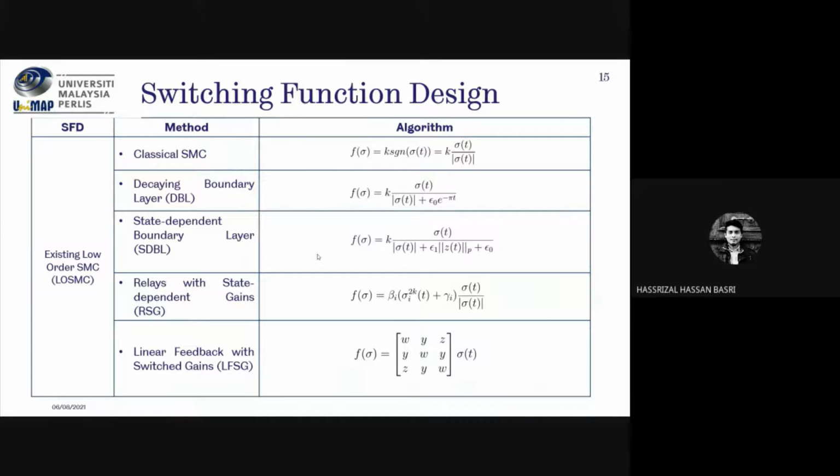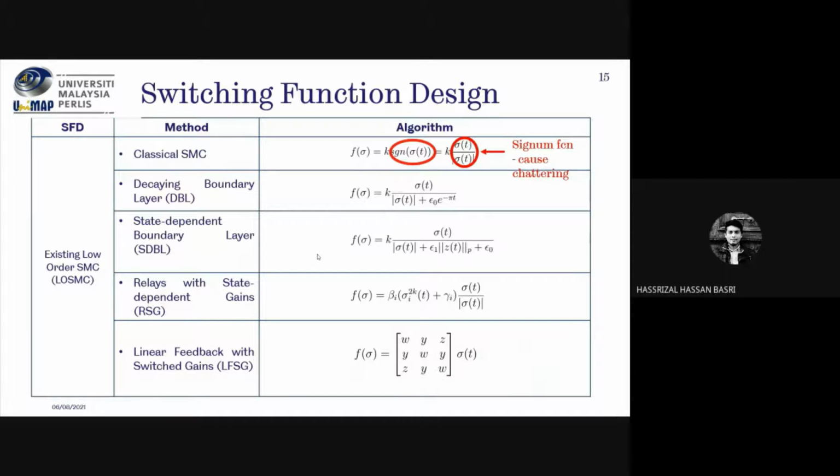Firstly, we consider the classical. If you want to compare anything, we need to compare to the classical. What is the difference between the modified or the latest elimination technique compared to the classical? If we go to the classical SMC, you can see that there are two parts there. There is K signum sigma(t), where sigma refers to the sliding surface. The signum function causes the chattering, so we need to modify the signum function in order to eliminate the chattering.